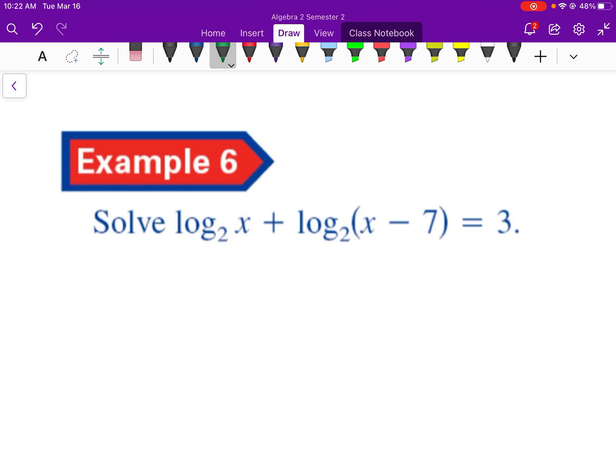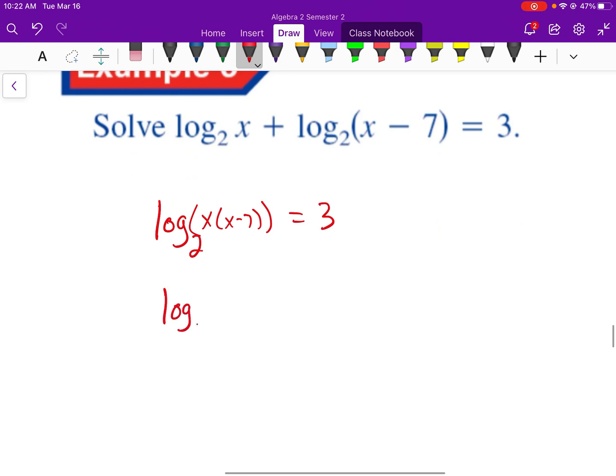In this case, since it's log base 2 plus log base 2, we are actually going to condense these logarithms. Since it was adding, what we're going to do is multiply those arguments. So x times x minus 7, and then set that equal to 3. From there, we've got log base 2, and simplifying that argument, we get x squared minus 7x.